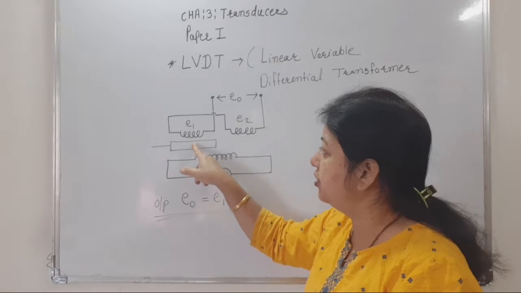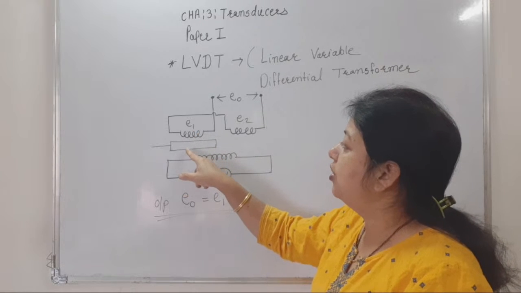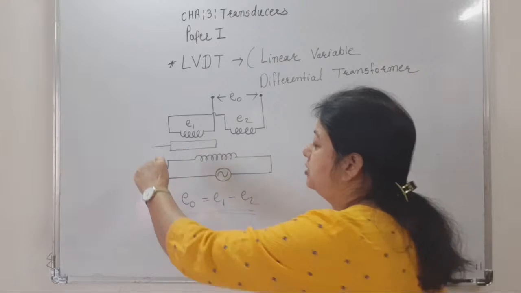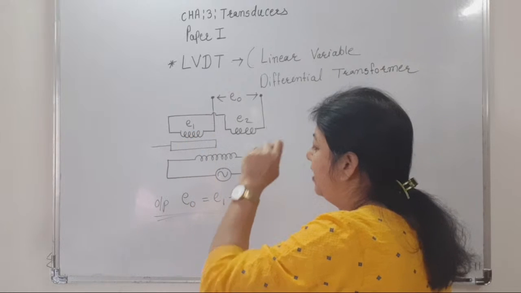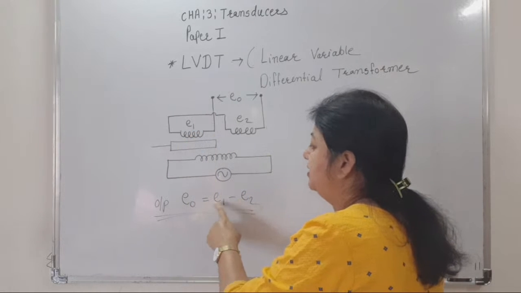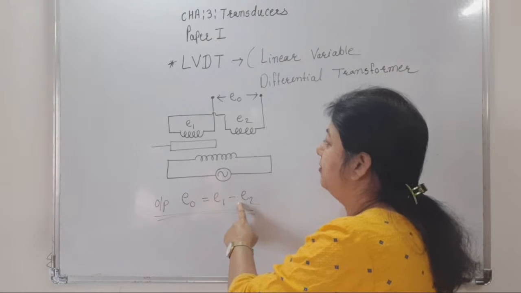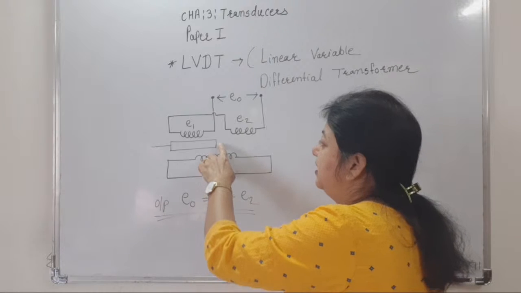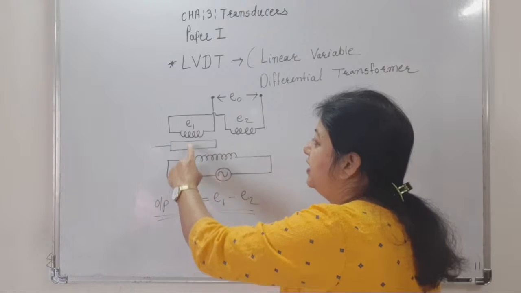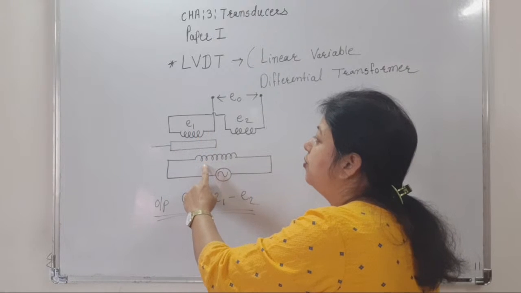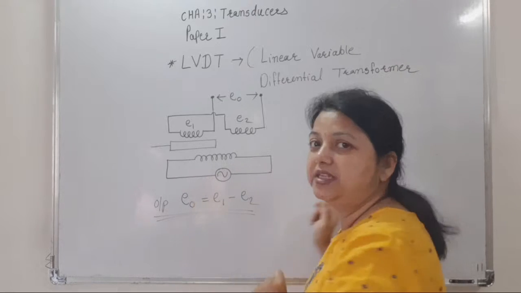So what happens here? Whenever there is alignment of the core on one side, as we displace that core on the right hand side, E2 is more than E1. E2 is more than E1, therefore E0 is equal to minus sign. Means more EMF, E2 is more. Whenever that core is displaced on this side, at that time the magnetic flux linkage between E1 and primary is more. That's why E1 is greater than E2. So output E0 is positive.